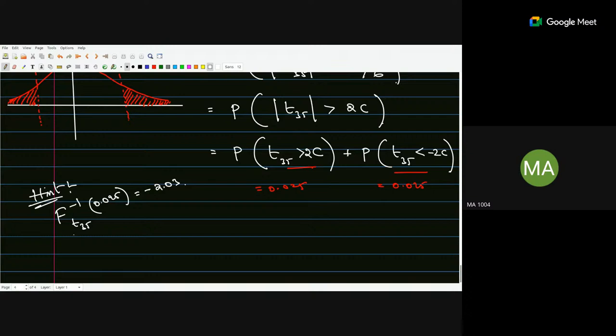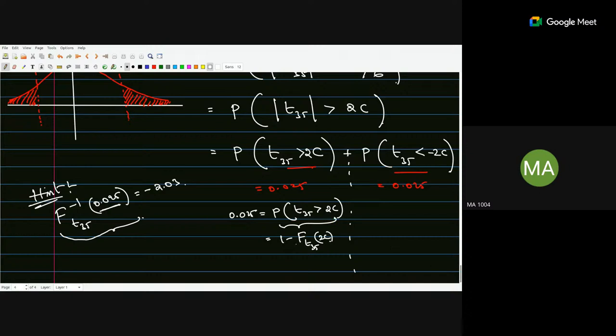-2.03. Okay, you see here, using the hint, you have to take the F inverse. But for which value you have to take F inverse? You have to take F inverse for 0.025. So let's suppose these are the two cases. If I have taken case one, 0.025 is equal to the probability that T35 is greater than 2C, and I can write this as 1 minus F_T35 of 2C.